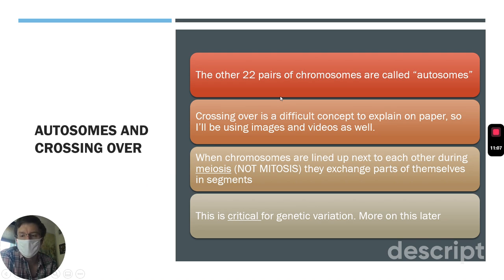So we have 23 pairs. The 23rd pair are our sex chromosomes. The other 22 pairs are called autosomes. Okay, so again, we have 46 total. All of them are in pairs. A pair is 2, so we have 23 pairs. That 23rd pair are our sex chromosomes. The other 22 are just autosomes. They program for everything else. All kinds of fun information.